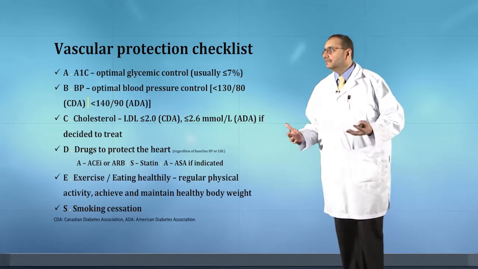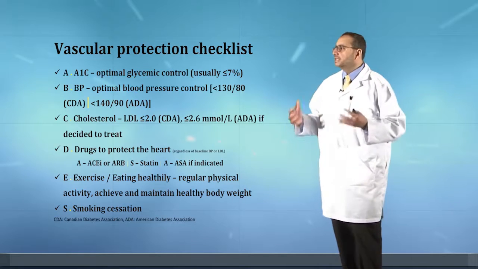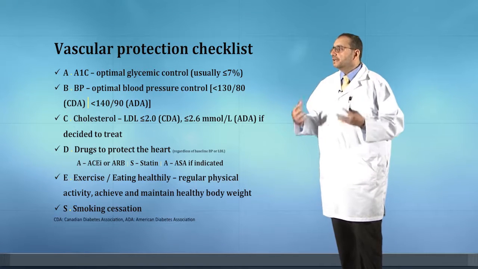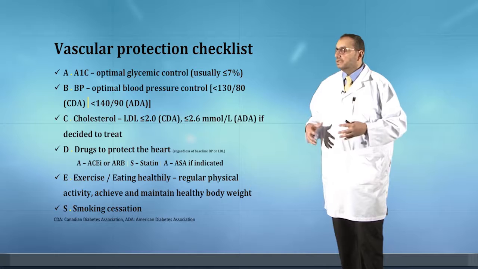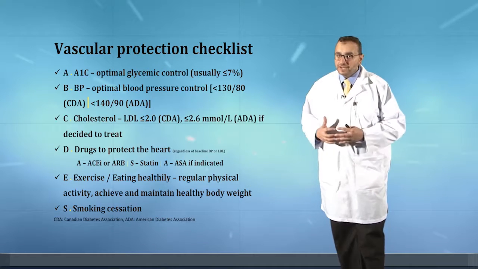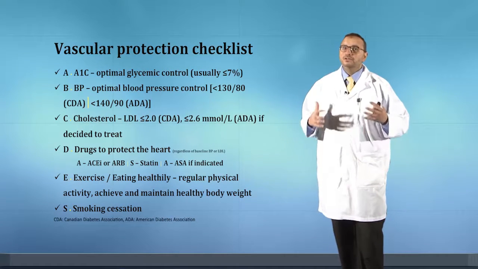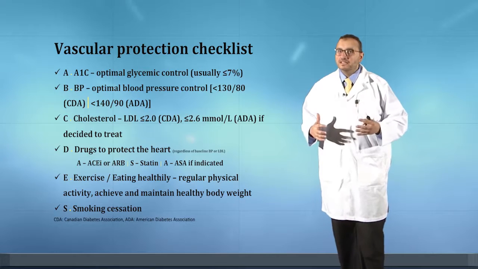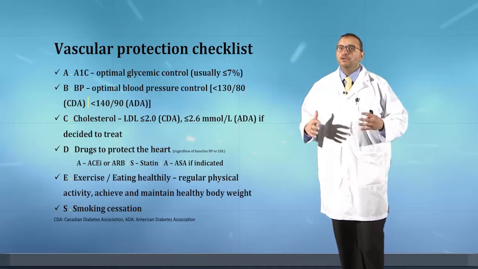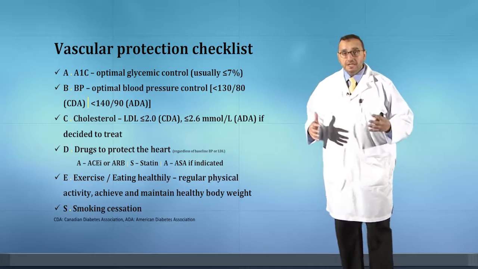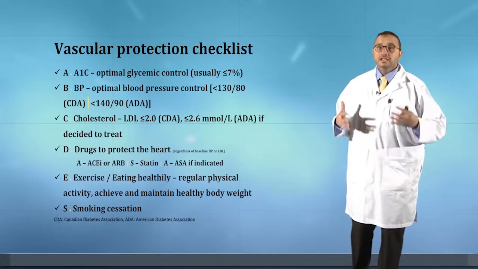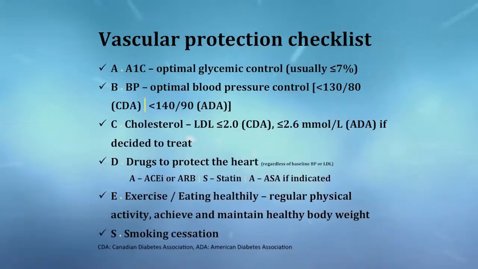Exercise and eating healthy: you make sure that your patient exercises on a regular basis. And don't forget to help your patient by emphasizing that he needs smoking cessation, which can be helped by medication these days. You need to convince your patient that this is one of the most important factors to prevent the complications that he can have from diabetes.